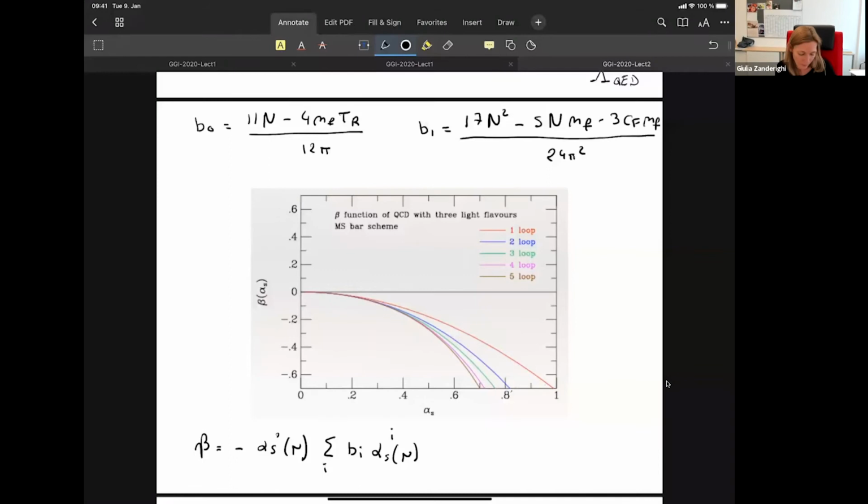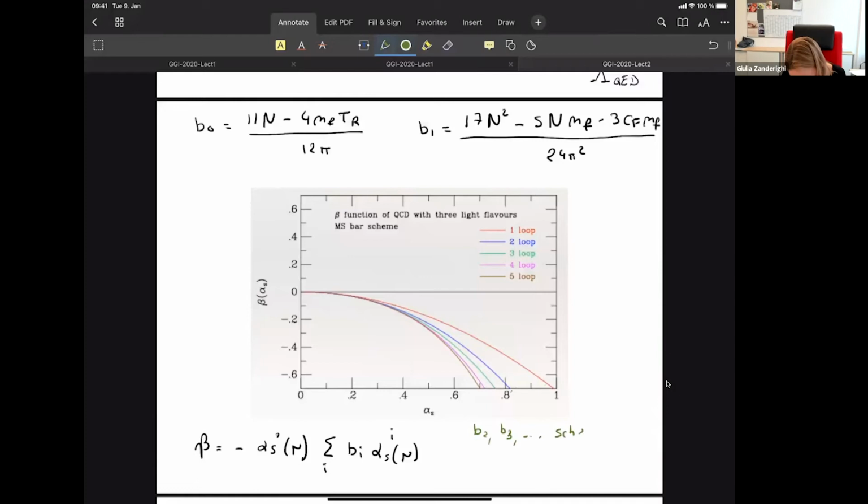And there are two reasons for that. One is that the more orders you compute, the more involved these expressions are. But there is also the fact that when you go to higher loops, the coefficients of the beta function become scheme dependent. So the coefficients from B2 on, B2, B3, and so on, are all scheme dependent.